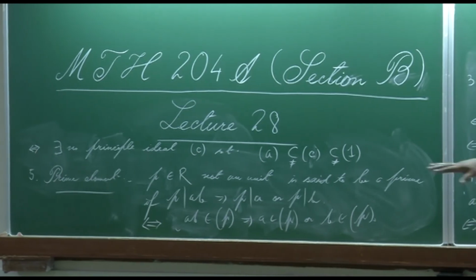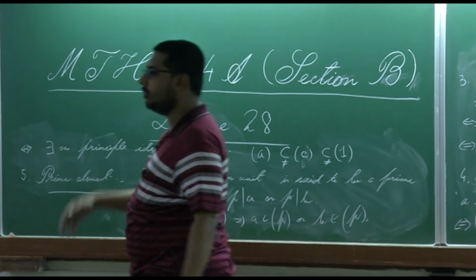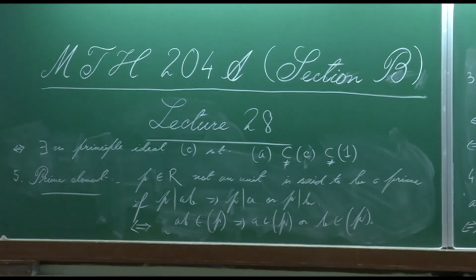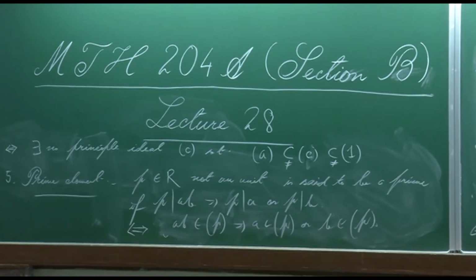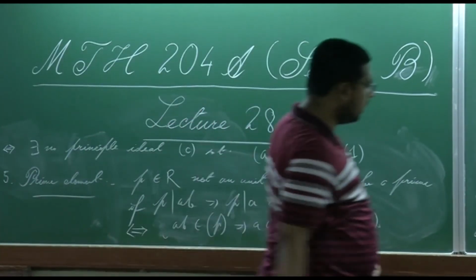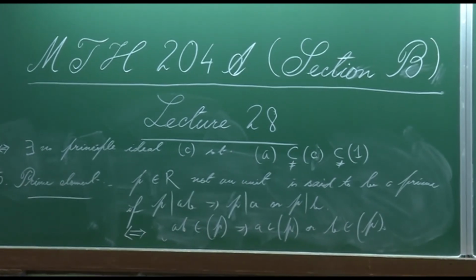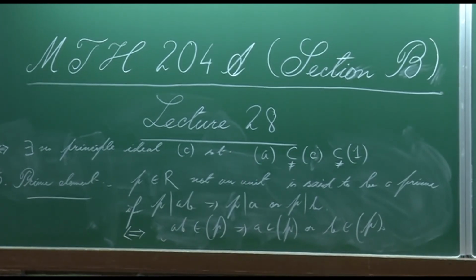However, we will mostly deal with situations, namely UFDs, where primes and irreducibles are the same thing. In fact, in any integral domain primes are always irreducibles. Let me directly give you a proof for that.